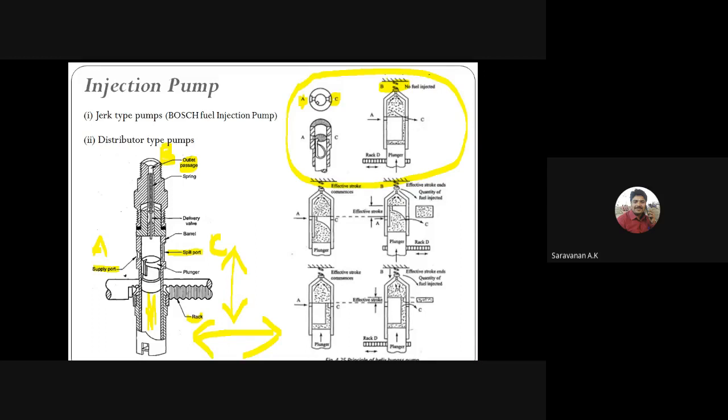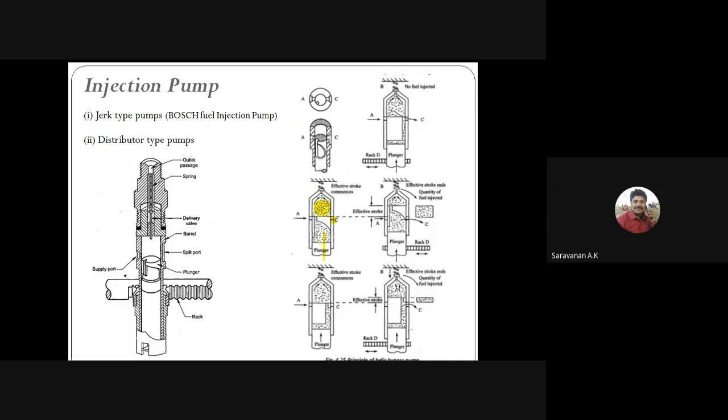So if the fuel is supplied through the A port, what will happen? The plunger pushes the fuel, and the fuel will be stored here in this area. At that time the spill port will be closed. You can see that the spill port is closed. Once the plunger moves, the fuel will be stored here.